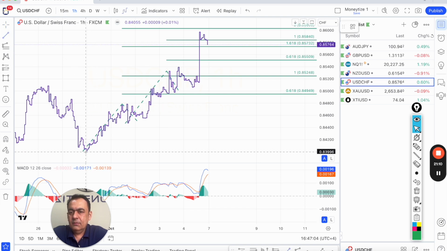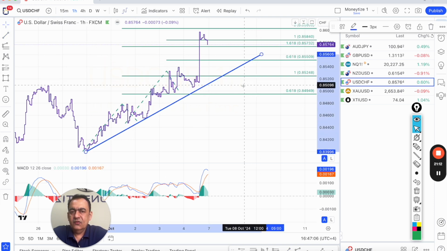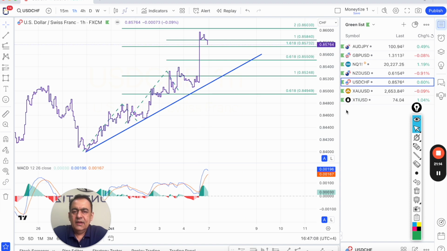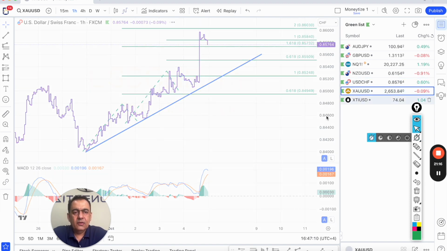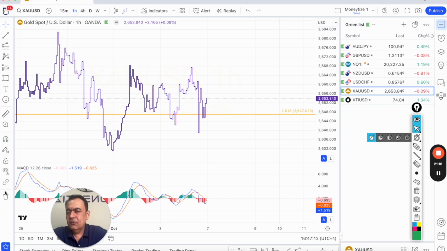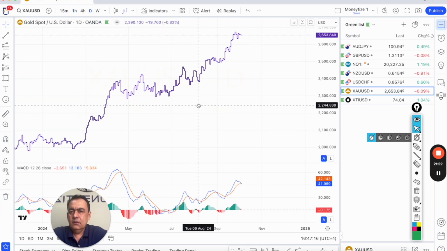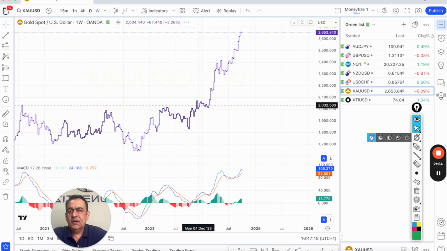And let's apply the rising trend line as well. The next instrument I'm going to talk about is gold. Now I'm going to clean up my chart. Back to daily, or we can go back to weekly as well.